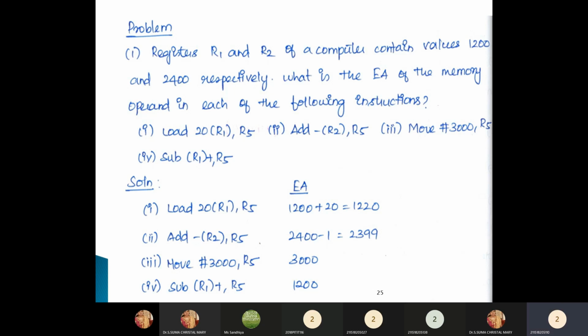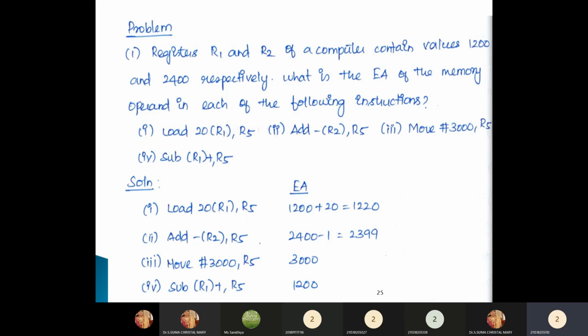The first instruction is load 20 of R1, R5. As given in the question, R1 is 1200, and 20 is in the instruction. So 1200 plus 20 will be 1220. So we are loading that from R1 to R5.